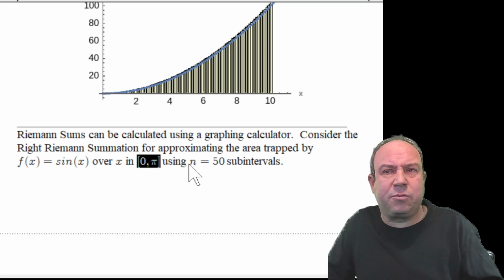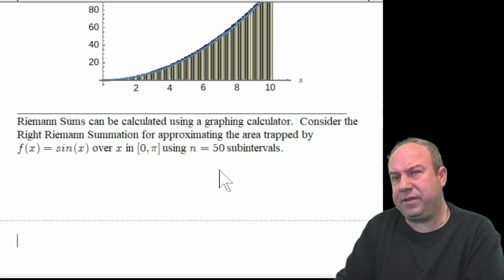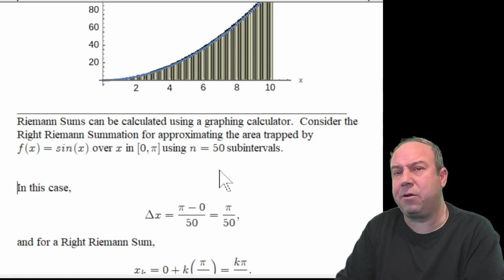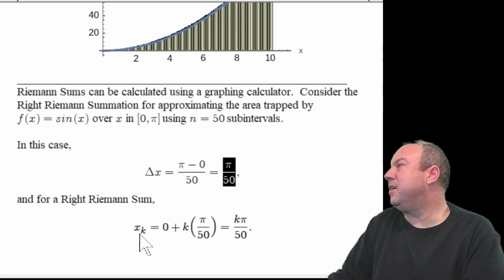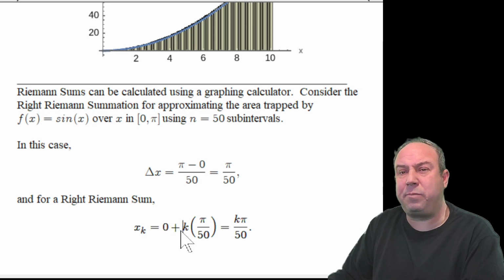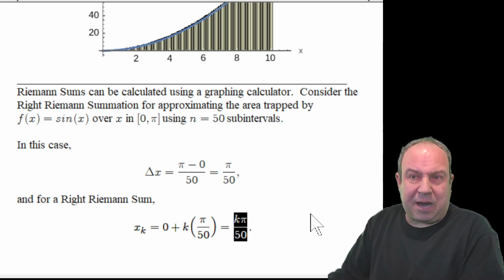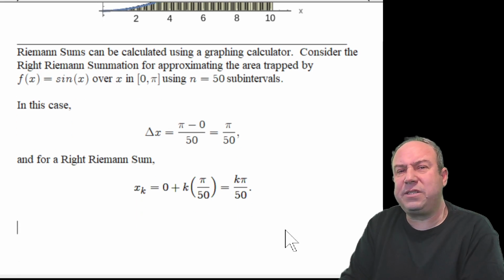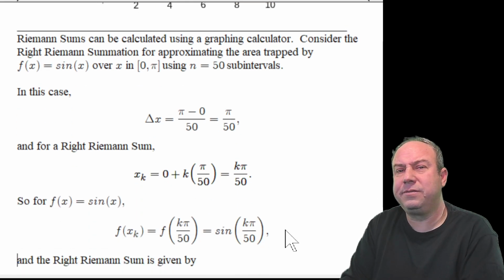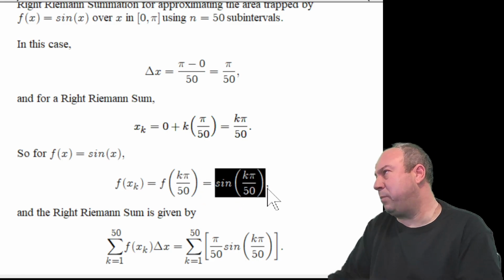And let's consider doing this with 50 subintervals. Well, to begin with, delta x is going to be pi minus 0 divided by 50, so delta x is basically pi divided by 50. And x sub k, using 0 as our leftmost bound, will be just k times pi divided by 50, right, in its value. And if we substitute that into our function f of x, that would be just the sine of k times pi divided by 50.